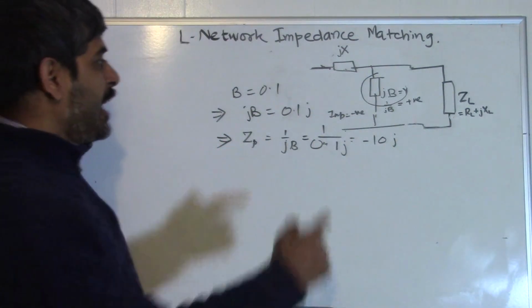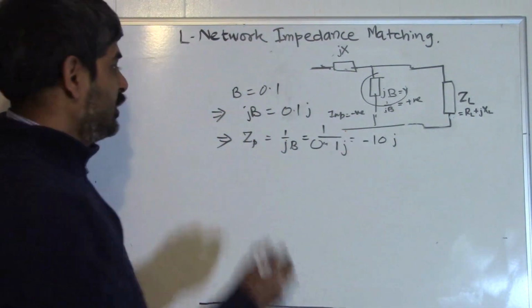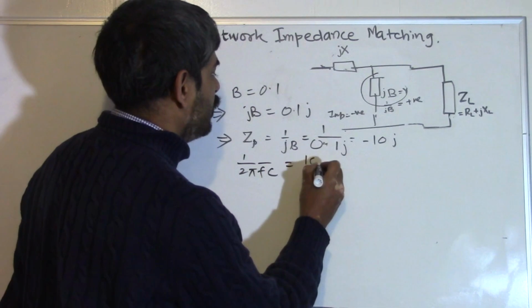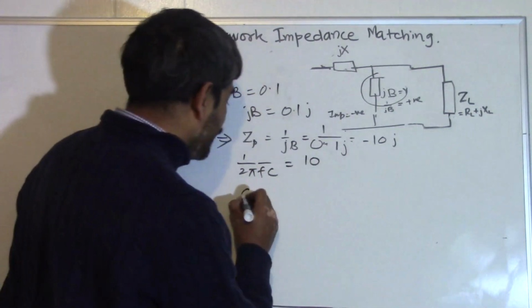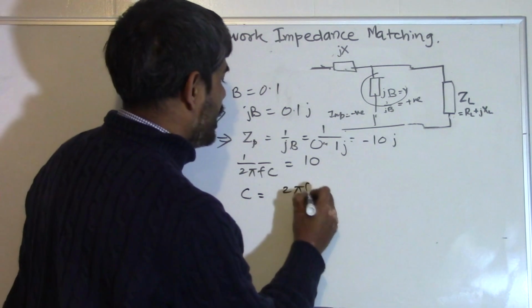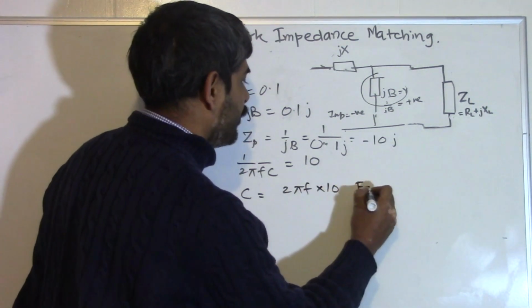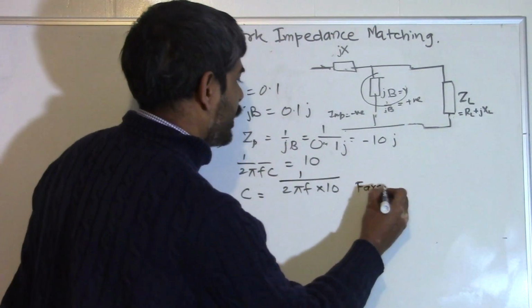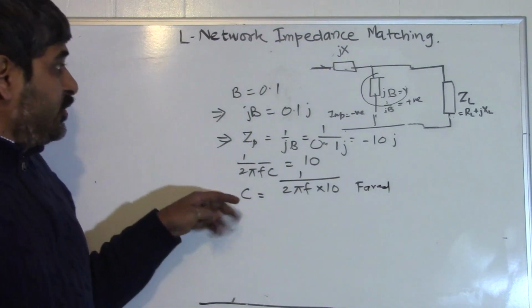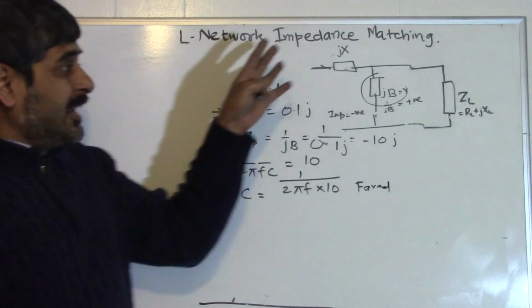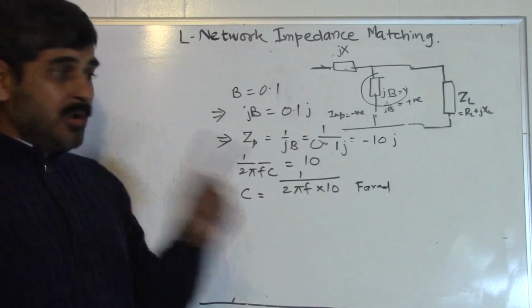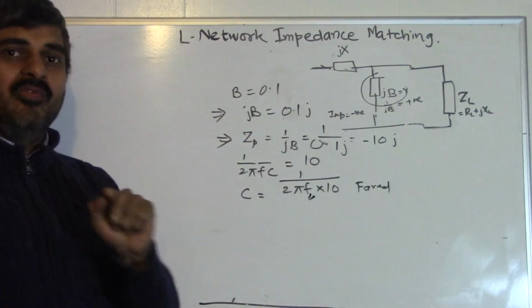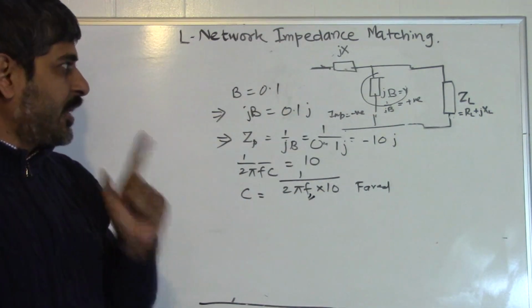of 10j, and that has to be a capacitor, which means 1 upon 2 pi f into c will be equal to 10. From here you will get the value of the capacitance as 1 upon 2 pi f into 10, this much of farad. So with this value, we get that the whole thing matches for one particular value of f. That means our matching network will work only for one particular value of f.